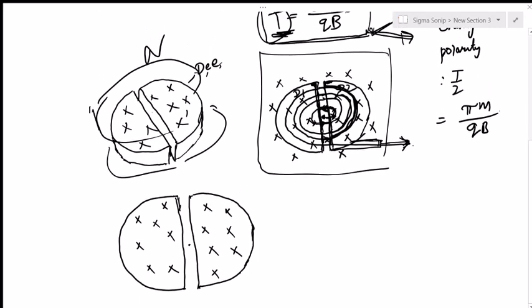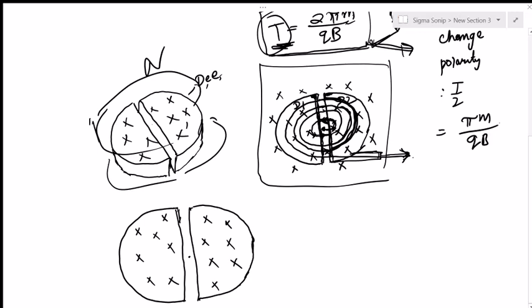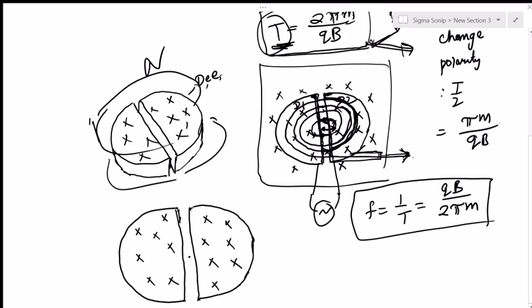The other thing that is happening is that these Ds are connected to an AC source, and that AC source has a frequency. So the frequency of the AC source, f, is equal to 1 upon T, so it will be qB over 2 pi m. That is the frequency of the AC source which is connected to the Ds.